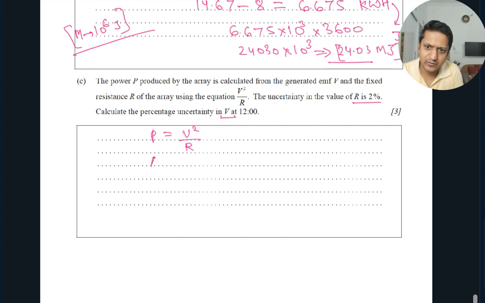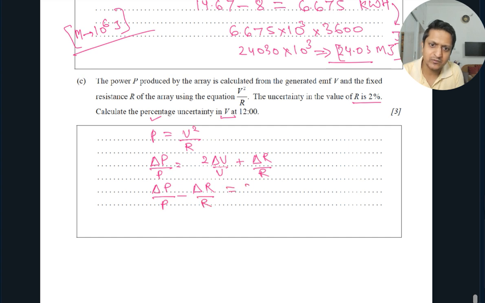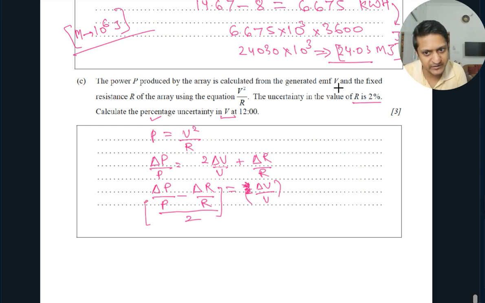So first of all, we know that delta P by P will be 2 delta V by V plus delta R by R. So we need to calculate delta V, the percentage of uncertainty. So it would be delta P by P minus delta R by R equals 2 delta V by V, and this 2 will go downwards. So this is what we need to calculate. Then we can multiply by 100 to get the percentage.